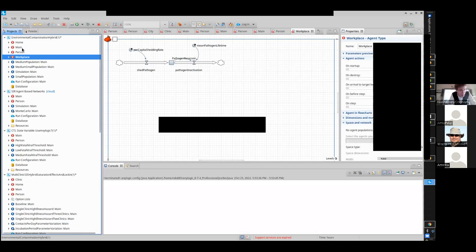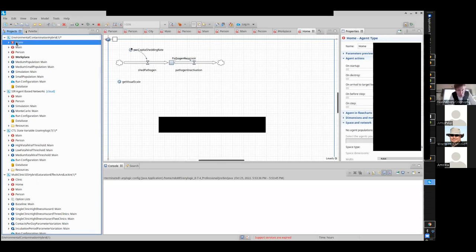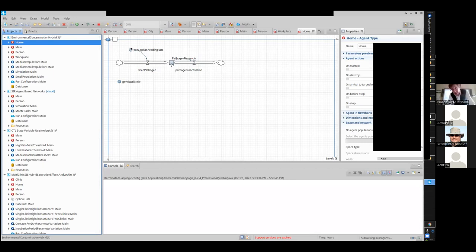So workplaces here, as well as homes, are characterized by pathogen reservoirs. They're characterized by reservoirs of pathogen that can build up and decay over time. And they can decay through cleaning or potentially through natural processes, although I don't think we make those distinctions explicit.